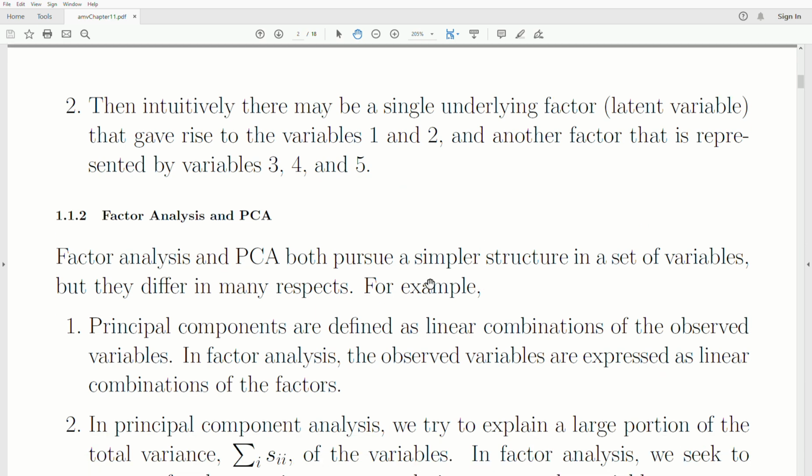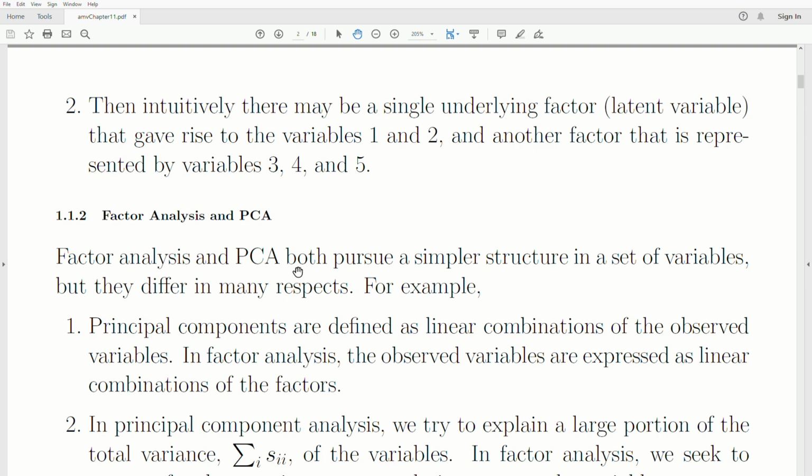Now, it's often mistaken that factor analysis and principal components analysis are essentially the same thing, and their ideology is so different. You can use principal components analysis to help develop the factors in factor analysis, but the objectives are different.